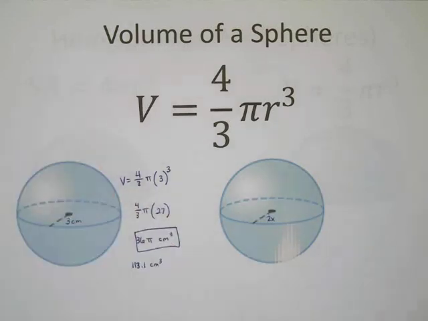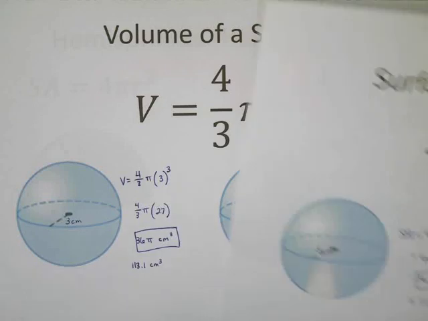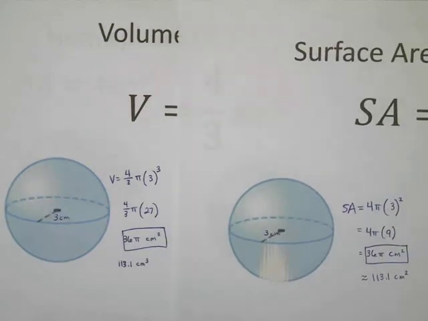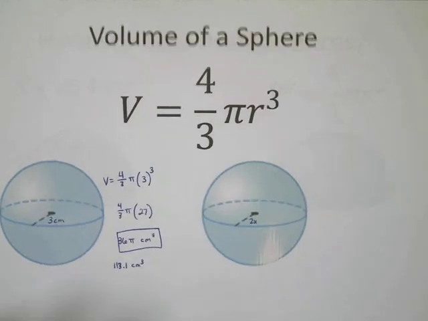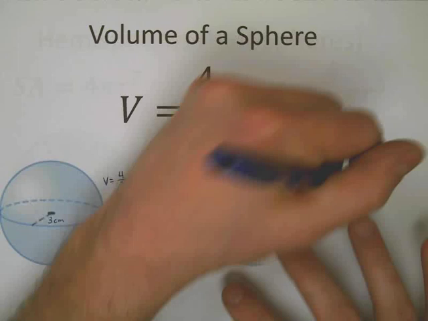113.1 cubic centimeters. So it just so happened that I picked a number, oddly enough, where the surface area and the volume were the same. That is a coincidence. That is not the normal thing for you to see. Okay, I want you to understand that is totally a coincidence. Let's do the same thing here.